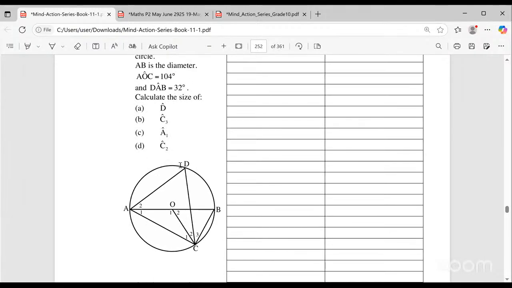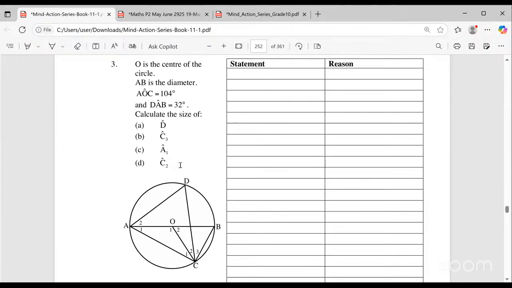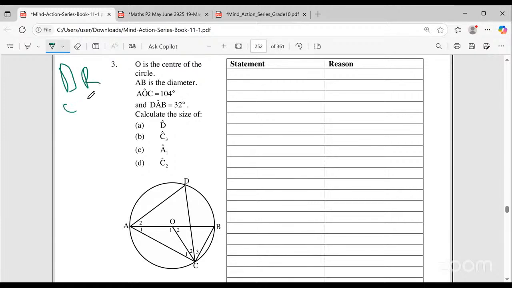Let me do this. We have number 3. The statement here with number 3 is saying O is the center of the circle, and AB is the diameter. Then we can simply say angle C is 90 degrees, reason being angles in a semicircle. Then we are done with the diameter.